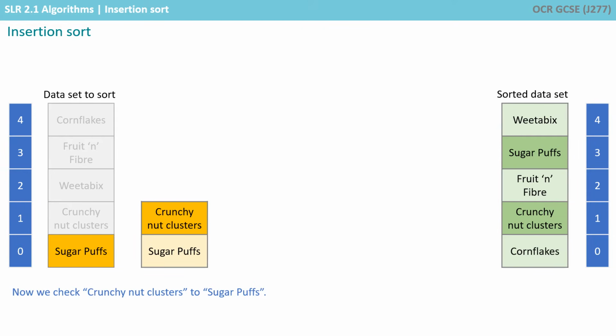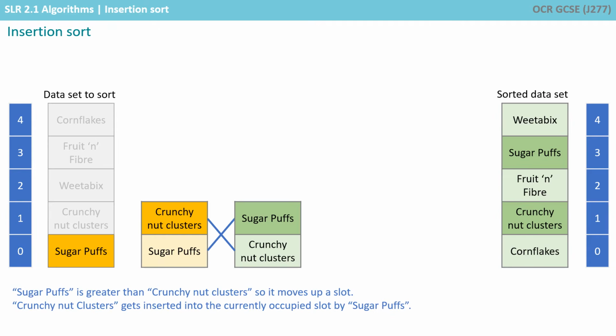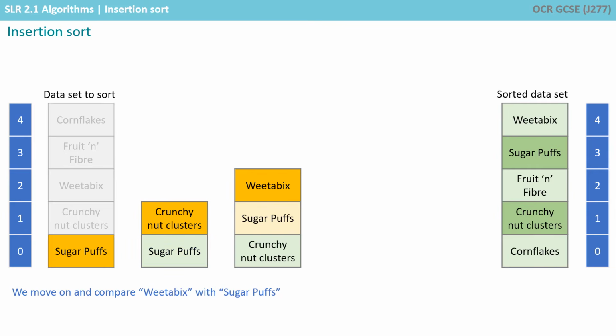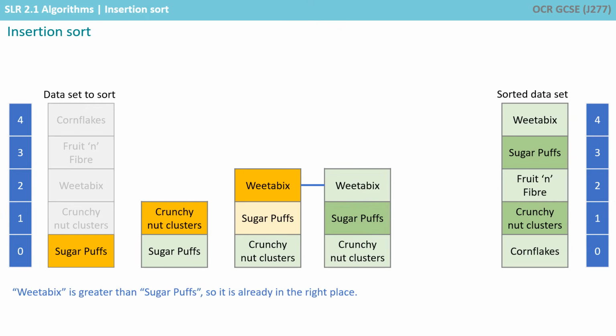Now we check Crunchy Nut Clusters to Sugar Puffs. Sugar Puffs is greater than Crunchy Nut Clusters, so we move it up a slot. Crunchy Nut Clusters gets inserted into the currently occupied slot by Sugar Puffs. We move on and compare Weetabix to Sugar Puffs. Weetabix is greater than Sugar Puffs, so it's already in the right place.